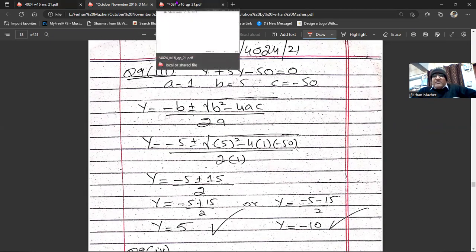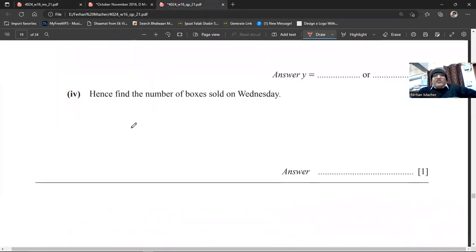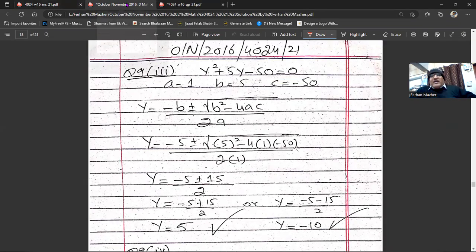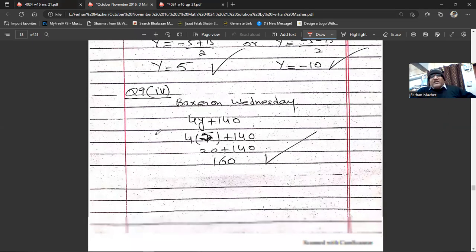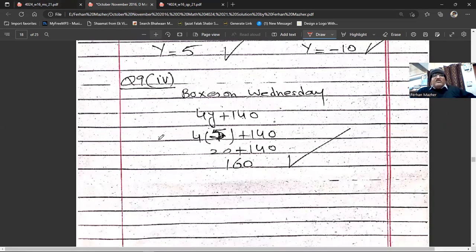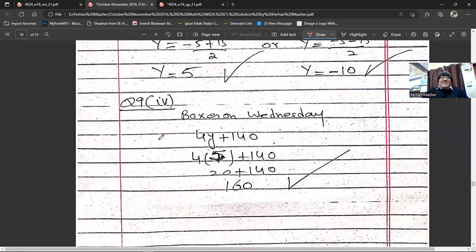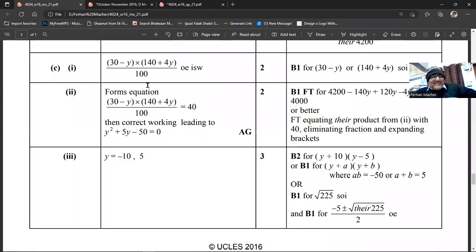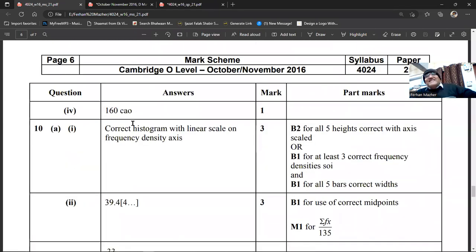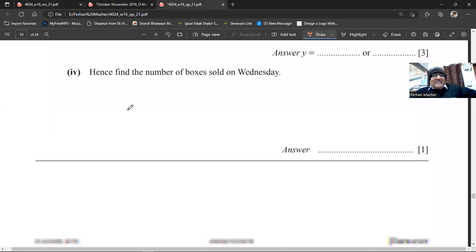Question number 9, its third part. Okay, so now we are going on to the fourth part of question number 9C. Hence, find the number of boxes sold on Wednesday. On Wednesday, their sale was 4y plus 140. So for the y value, we will not take the negative value, we will take the positive value. So 4 into 5 plus 140, that will be 20 plus 140, and that will be 160. So 160 is the right answer, sir. Let's check. Oh, 160 is the right answer.